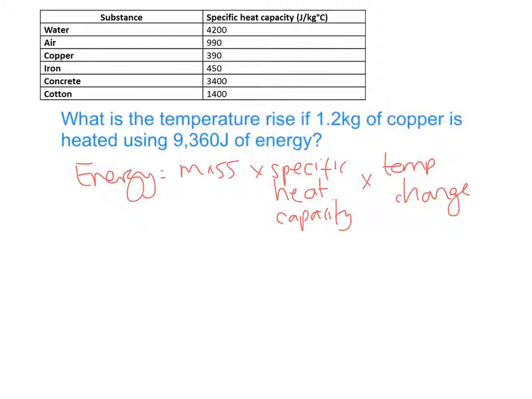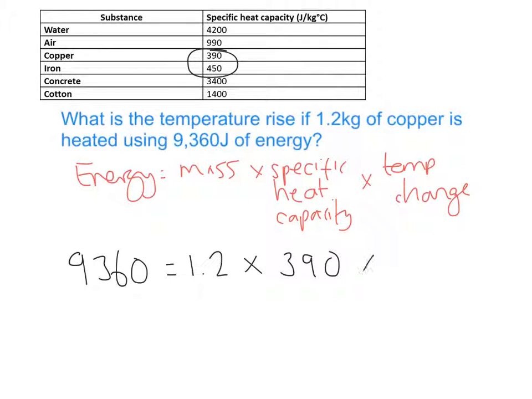So I have energy, so I'll put the energy here, 9360, and that's going to be equal to the mass, 1.2, times the specific heat capacity, which, let's have a look, is 390, times the temperature change, a value I don't know. I'm going to call it delta for change and capital T.